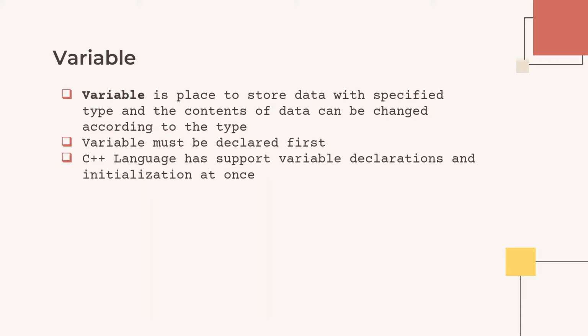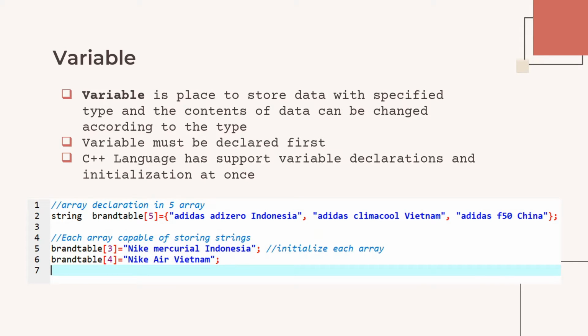The C++ language supports variable declaration and initialization at once. You can see the example in this image. Actually, initialization is also called assignment. That means the process of inserting a value into a variable using the equals sign operator. From this example, the assignment process is inserting the data string or character set into each printable array from 0 until 4.